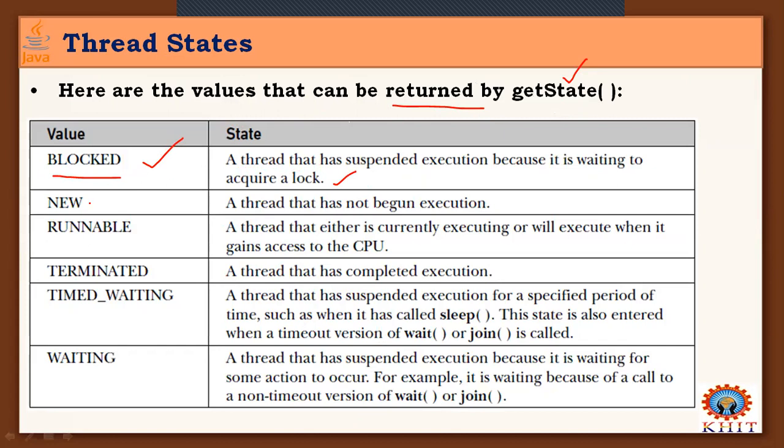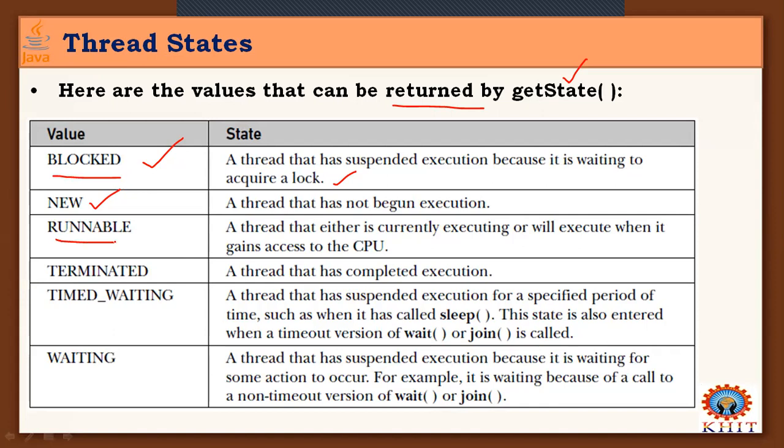And the second type of state is NEW. New is the state when the thread is created, that is, the thread has not begun execution, but it is going to be ready for execution. So when it is newly created, then the state of that thread is called new.